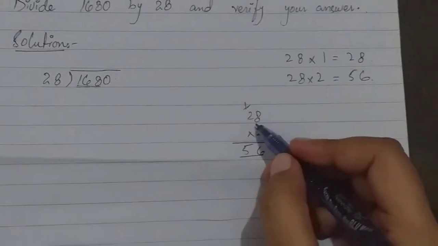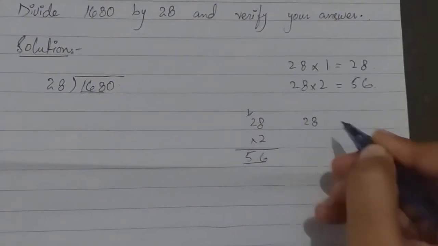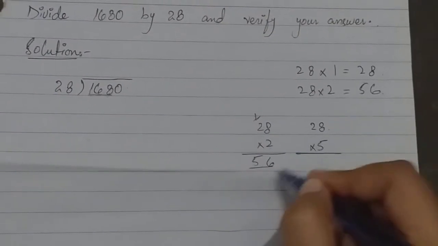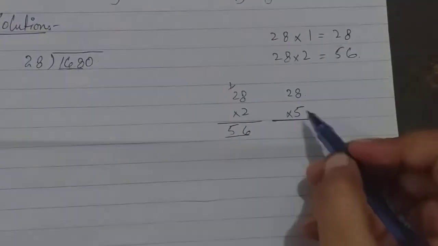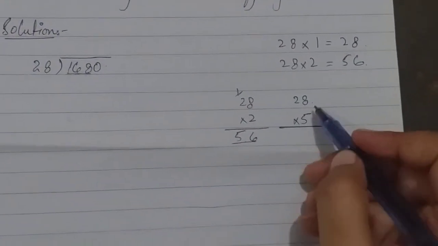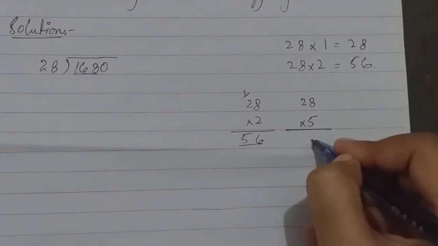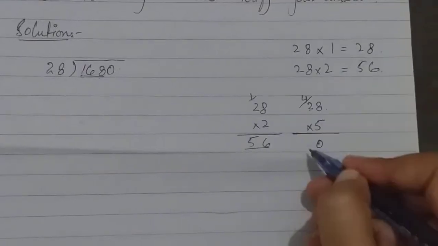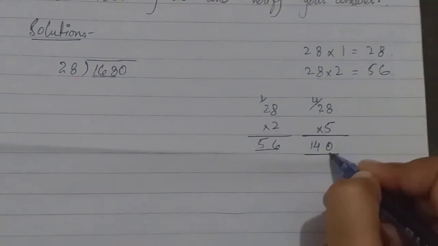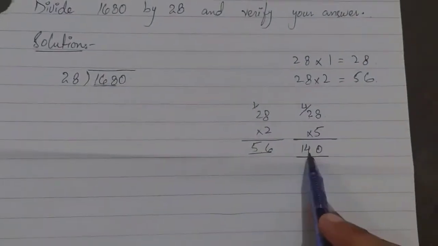We will not find 28 multiplied by 3. We will jump and find 28 multiplied by 5, because there is a big difference between 56 and 168. 5 multiplied by 8 is 40. Now 5 2s are 10, and 10 plus 4, 14. So it is 140. Still we have a big difference between 168 and 140.